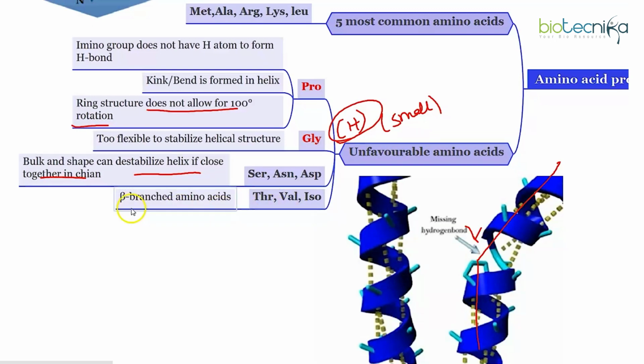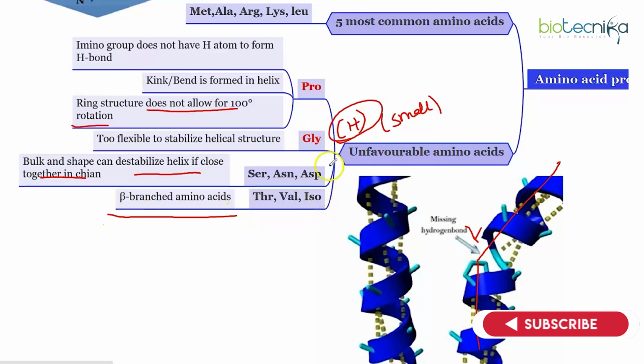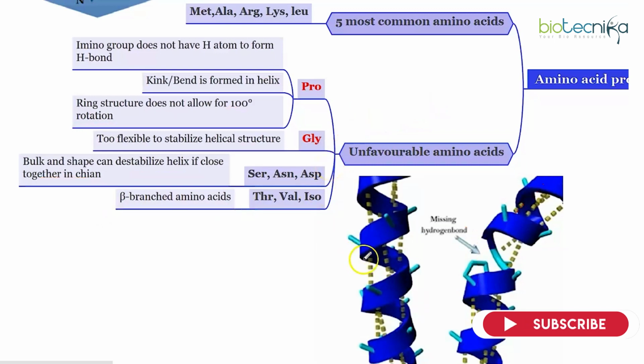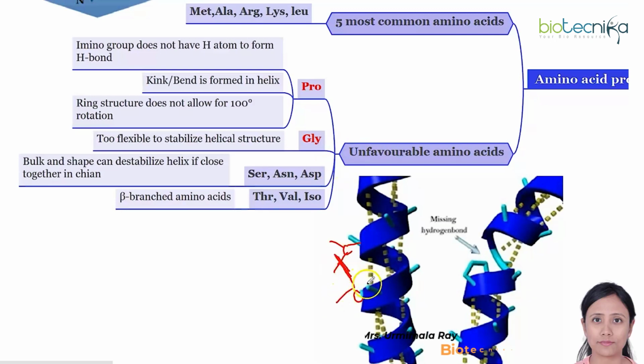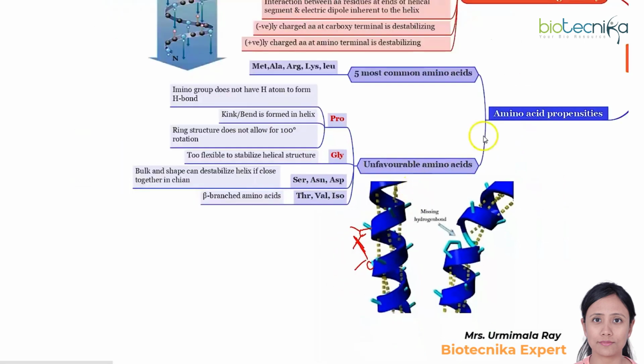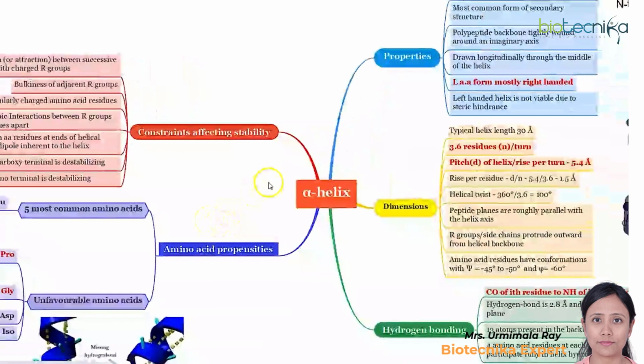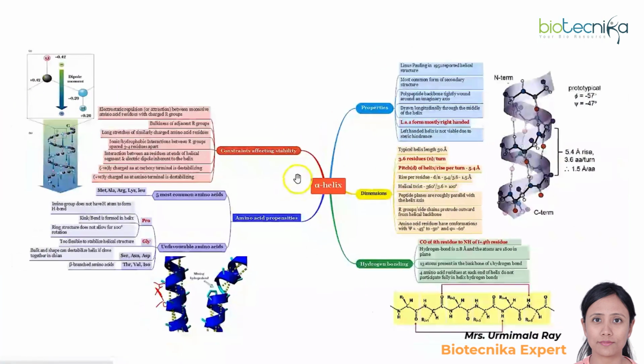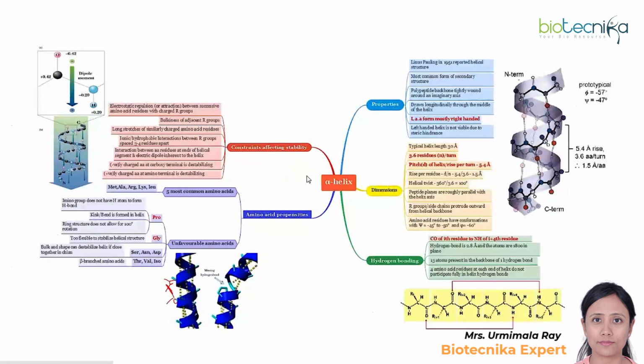Threonine, valine and isoleucine are branched amino acids. Branched amino acids are also not favored, because you can well imagine, from here if a branch is coming out, from here also another branch is coming out. So these branches can create steric hindrance. That's the reason why they are not allowed in the alpha helical structure. So that's it for your alpha helix. All very important points to keep in mind.